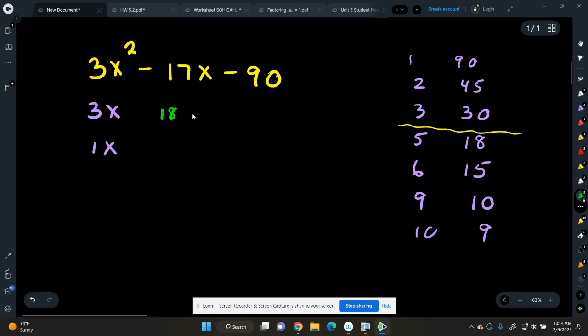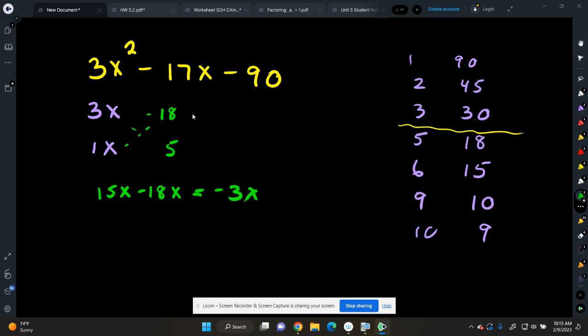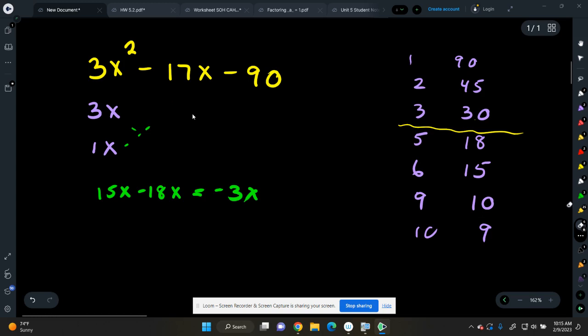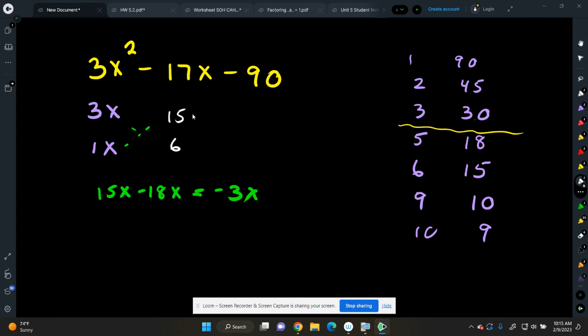Let's try 18 and 5 like this. One of them has to be negative. Will that work? Well, if I cross multiply, I get 15x, and going the other way, I get negative 18x. So that didn't work either. Okay, so it looks like the 18 and 5 are not going to work. Let's try a different number. Let's try the 6 and 15, or 15 and 6. I'll do it like that. One of them has to be negative.